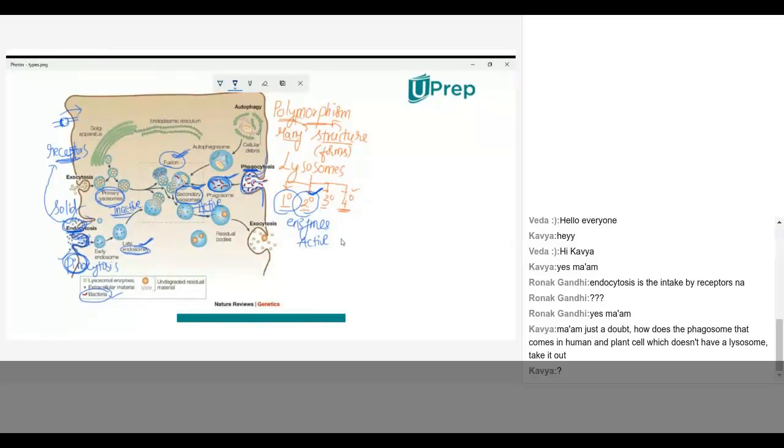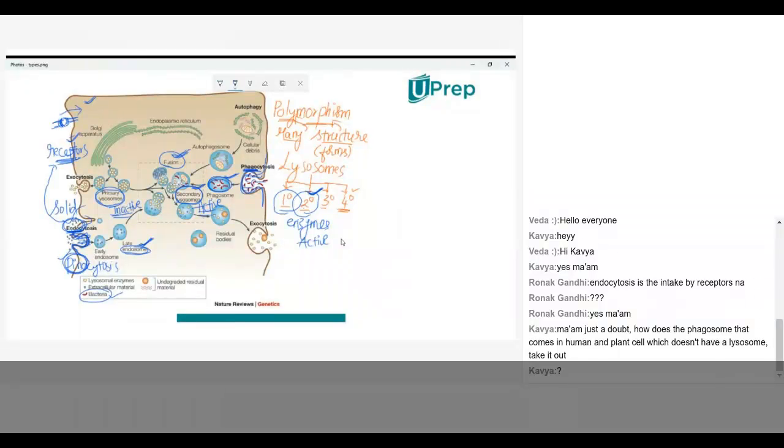Receptor mediated one? Endocytosis taking in solid particles usually happens through plasma membrane evagination, which forms an endosome. Along with that type, receptor mediated endocytosis also happens. This is another pathway. Okay.